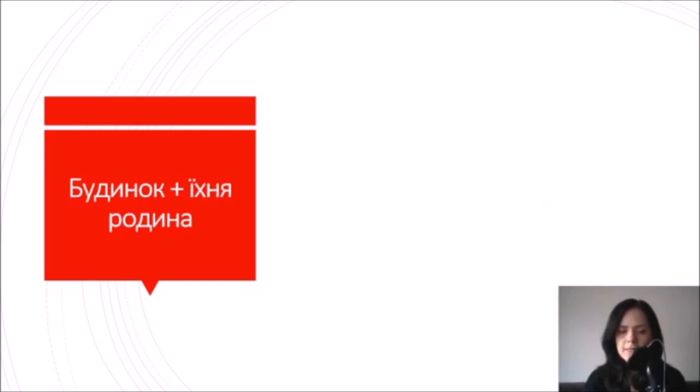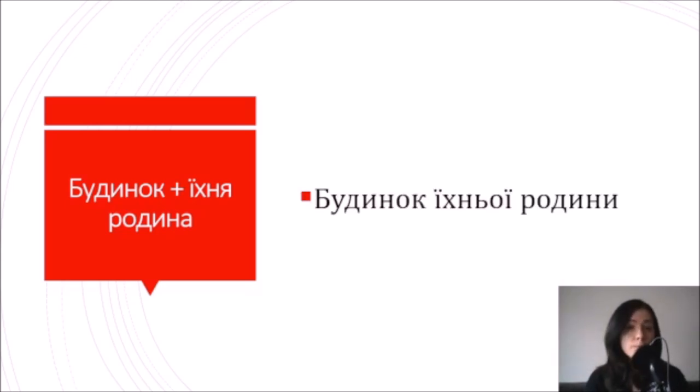Будинок. Їхня родина. Будинок means house. Їхня родина means their family. So to say the house of their family or their family's house, we will say in Ukrainian: будинок їхньої родини. See, їхня in nominative changed to їхньої in genitive, родина in nominative changed to родини. Next.